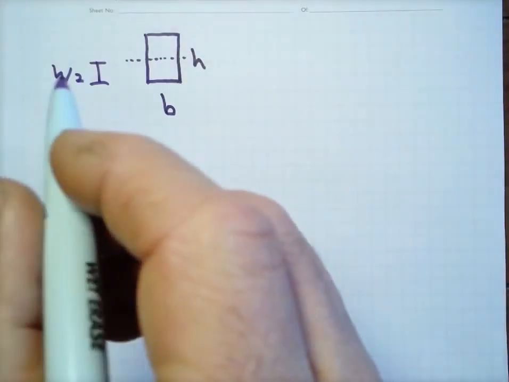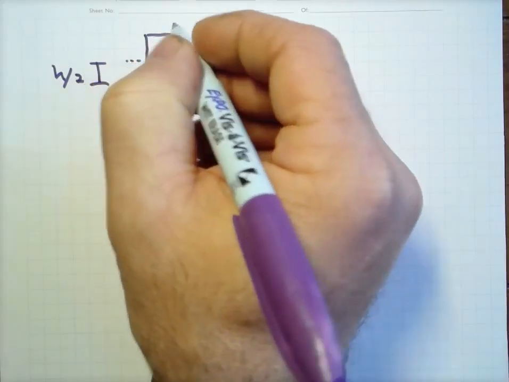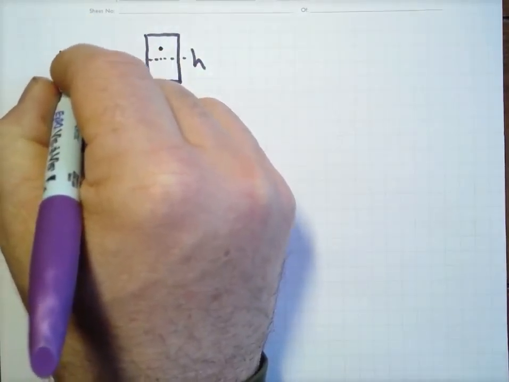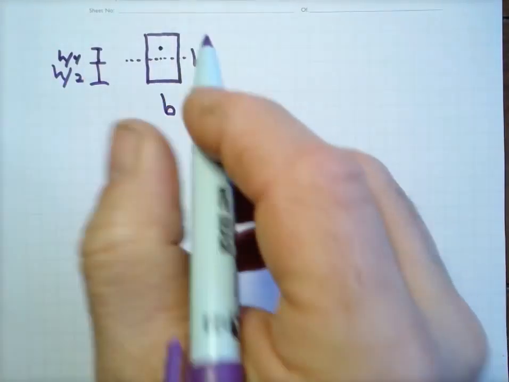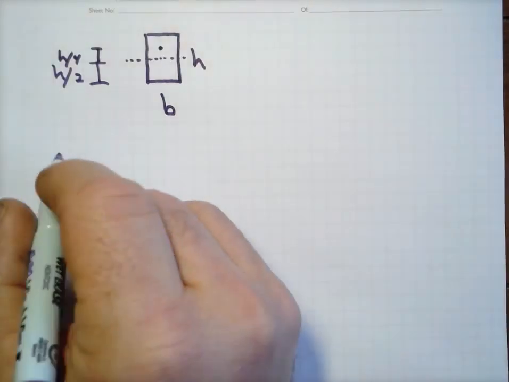So let's pick a point. Let's pick a point right here, maybe at 3/4 H from the bottom, 1/4 H up from the centroid, and we want to find the shear stress at that point, so we want to find Q at that point.